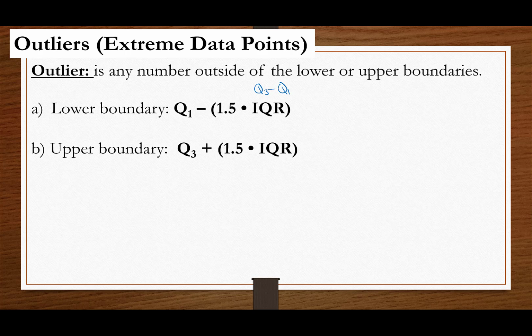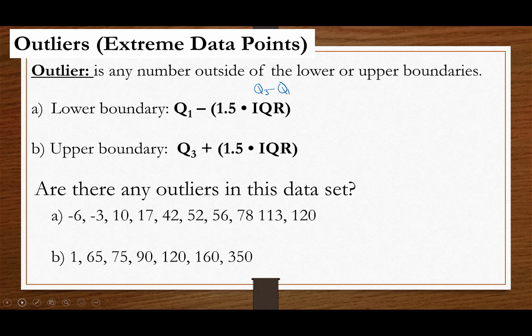Now these will just give you the boundaries. So any number outside of the boundaries, those are your outlier values. So any number smaller than the lower boundary or greater than the upper boundary. So let me show you an example of how these formulas work.